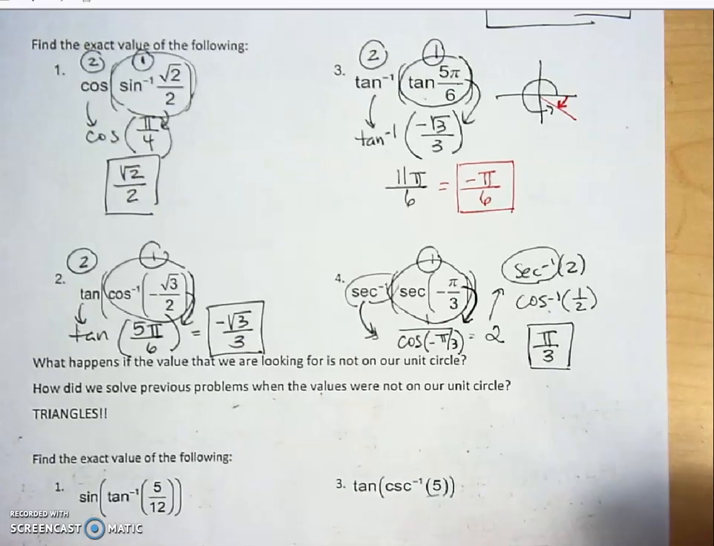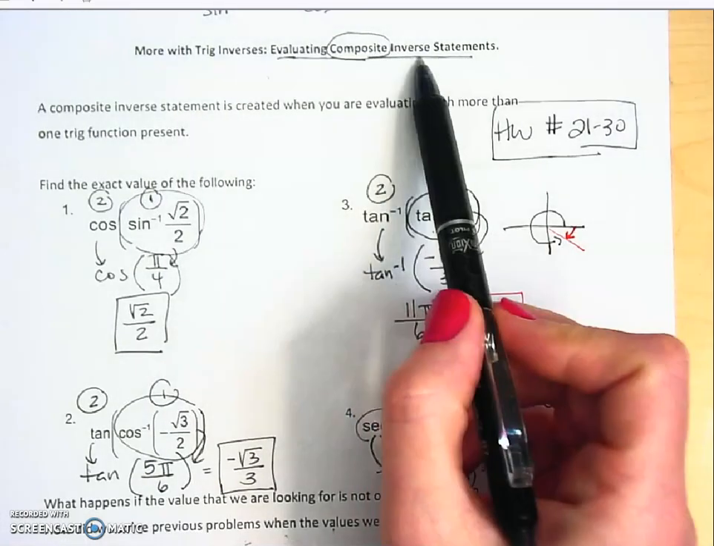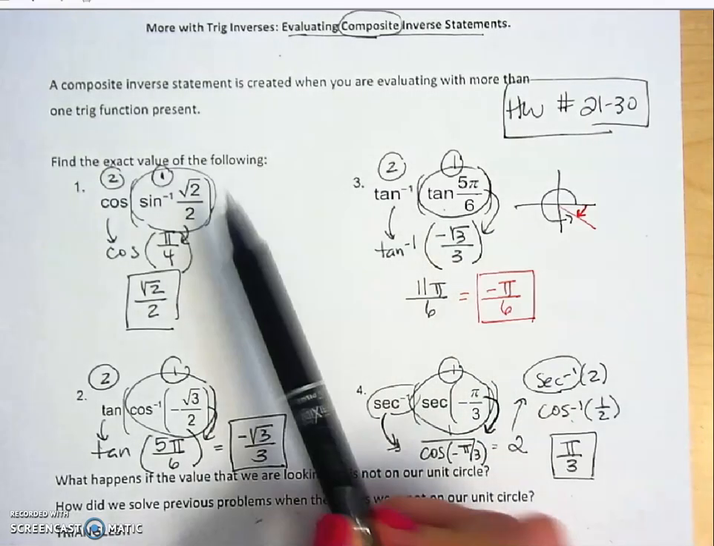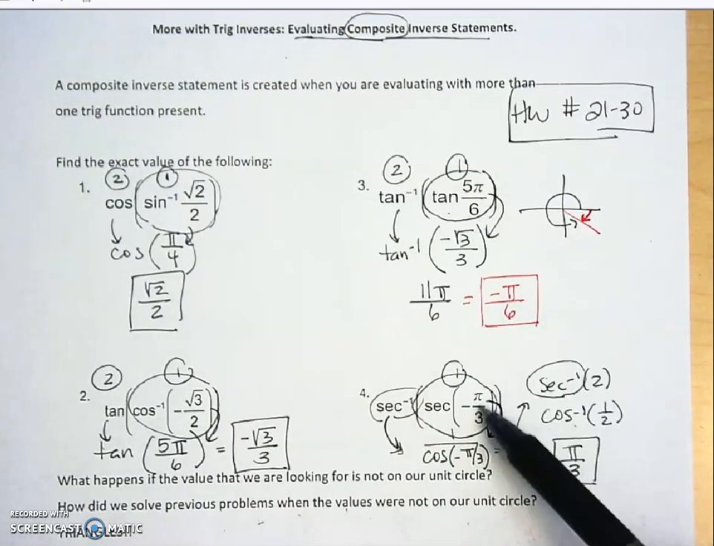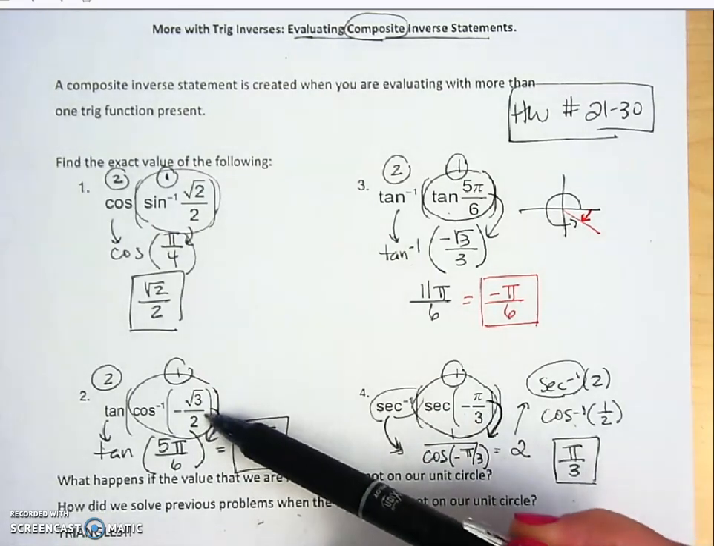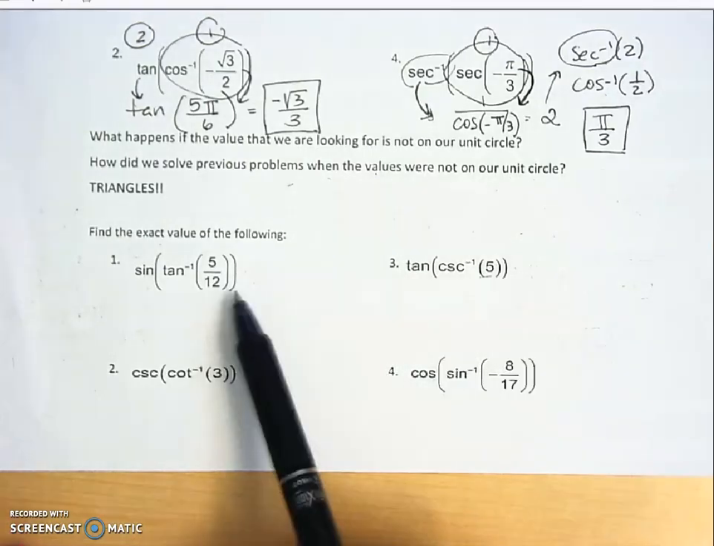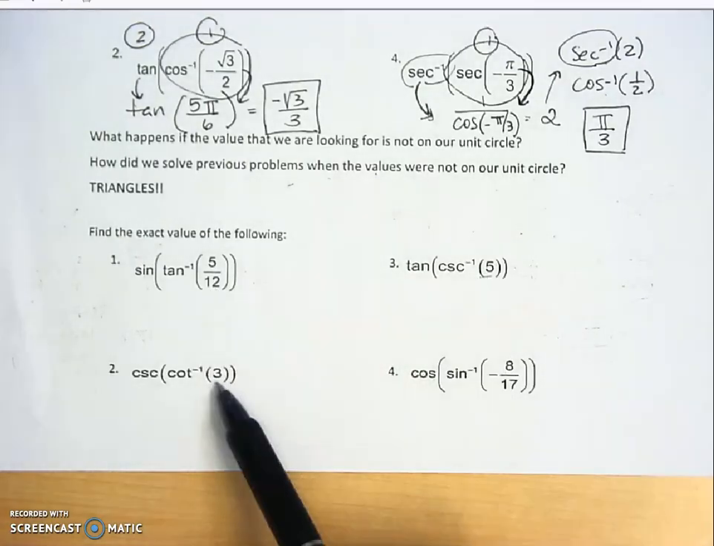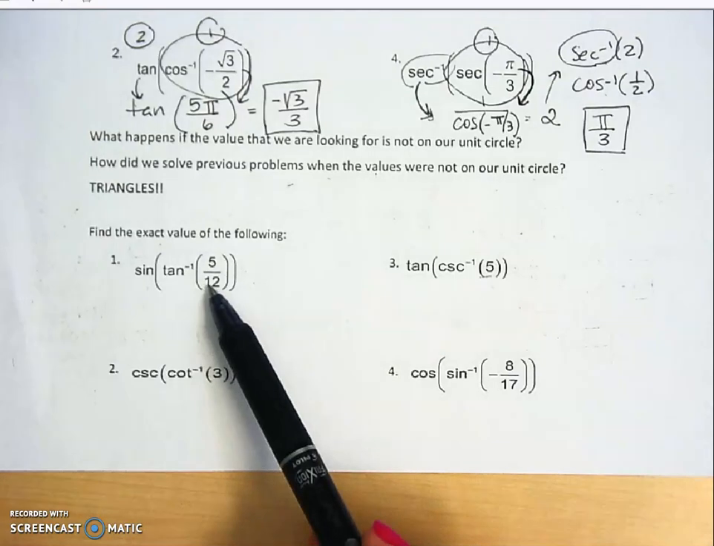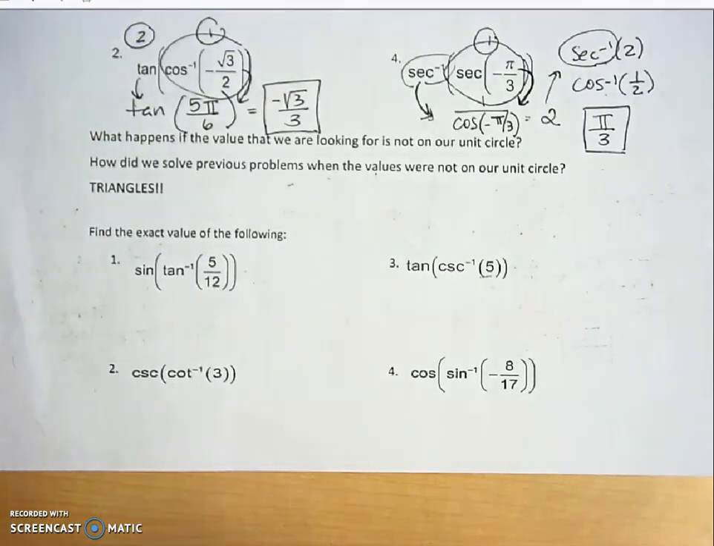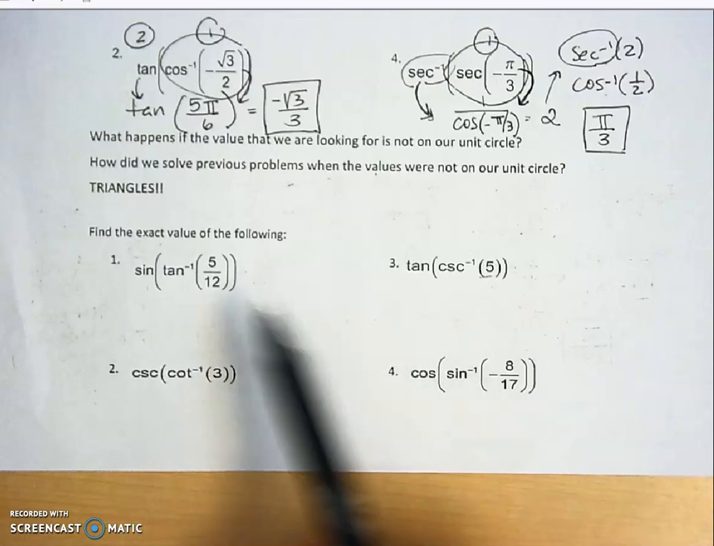All right, here's the second part to our lesson with composite inverse trig statements. The first half of the lesson, all of these values in here were on our unit circle. So today's part of the lesson is how do you find the values when they are not on the unit circle? And this is a skill that we did in the last unit as well. And you're going to use triangle math, your SOHCAHTOA, sine, cosine, tangent ratios to figure these out.